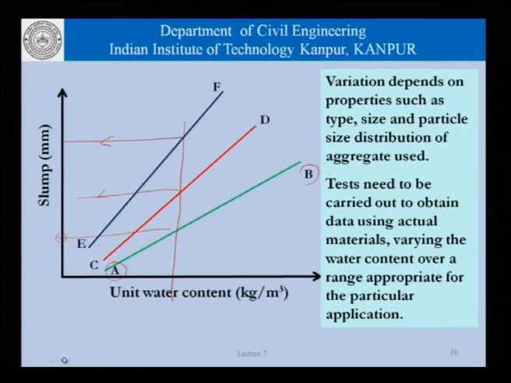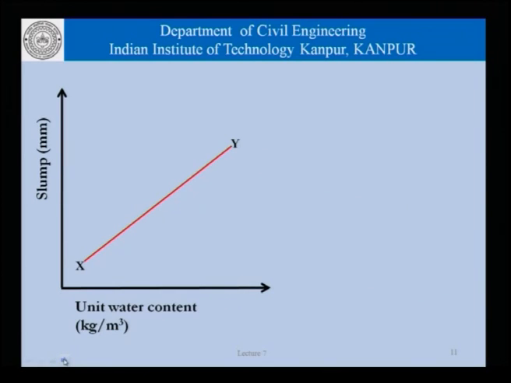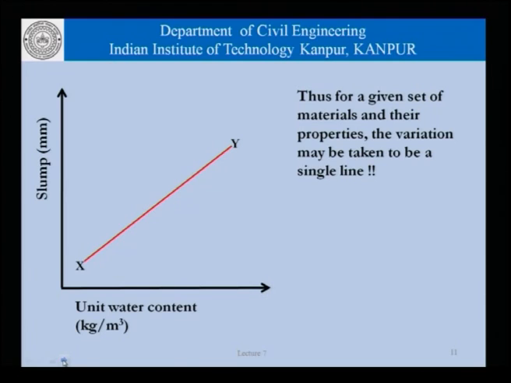And we need to vary the water content over a certain reasonable range to get the kind of slump that we get for a particular material which will be used at a particular site. What can be said therefore is that for a given set of materials and their properties, the variation may be taken to be a single straight line, which is given here as x, y.